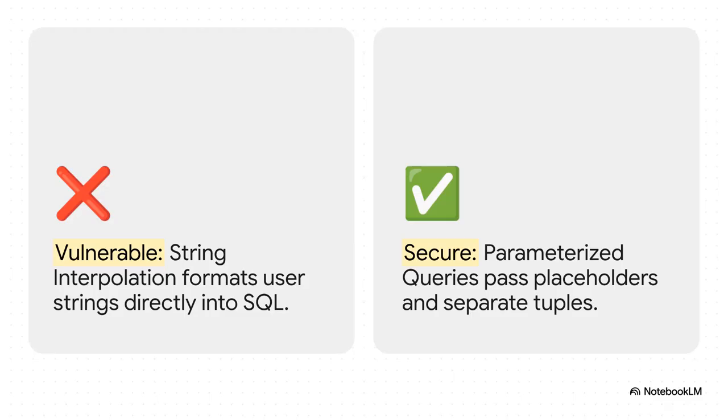So how do we fix it? The difference between a vulnerable dev environment and secure production is simple. Always, always use parameterized queries. This is where the database adapter safely escapes the input for you, treating it strictly as data, not as executable code. Never format user strings directly into your SQL. Instead, use placeholders like %s and pass your variables as a separate tuple. The Python connector will handle all the safe escaping behind the scenes. It's a total game changer.